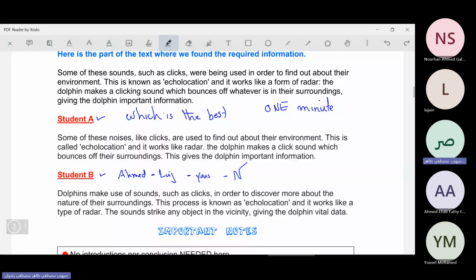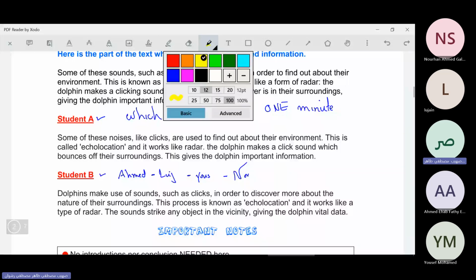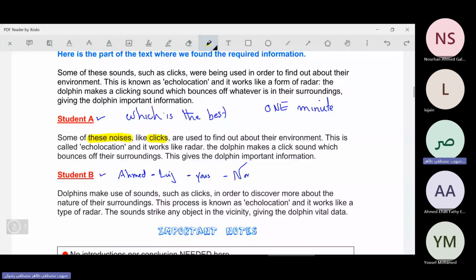If you look at the way student A answered, he simply depended on the text. Some of these noises, like clicks, are used to find out about the environment. A whole long sentence with no change of the concepts. This is called echolocation, and it works like a radar. He didn't even change this part. The dolphin makes a click sound which bounces off their surrounding. He didn't change surrounding and he didn't even change bounce. This gives the dolphin important information, as if it's the same text. As if the student just copied the text and pasted it.